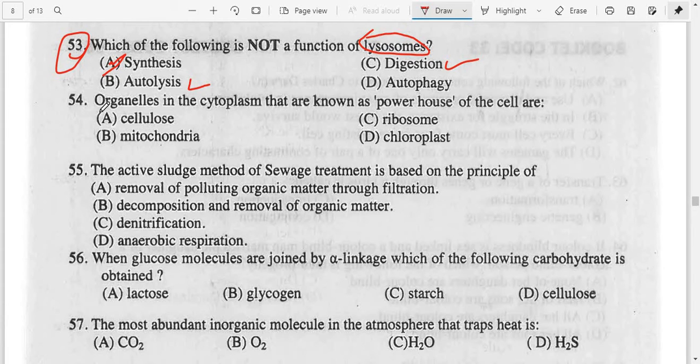The organelle in the cytoplasm that is known as the powerhouse of the cell is the mitochondria. Yeah, so 55. Removal of polluting organic molecules through filtration. No. Yeah, decomposition and removal of organic materials. Activated sludge method of sewage treatment.